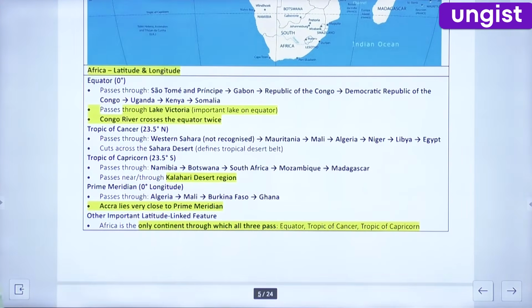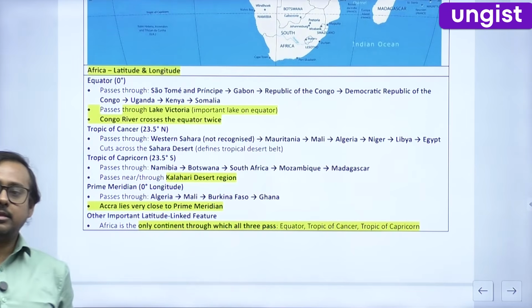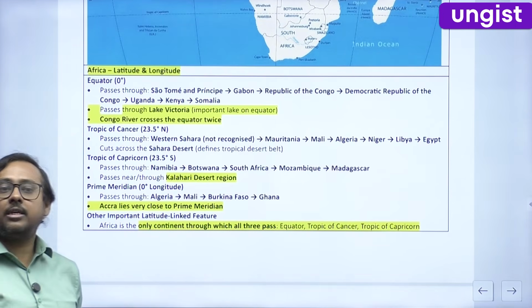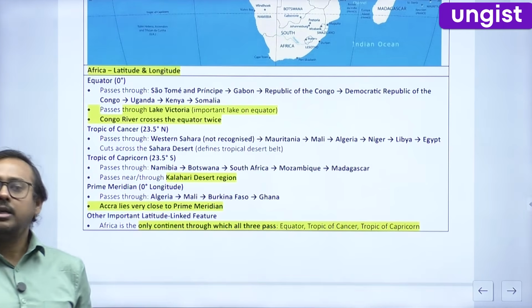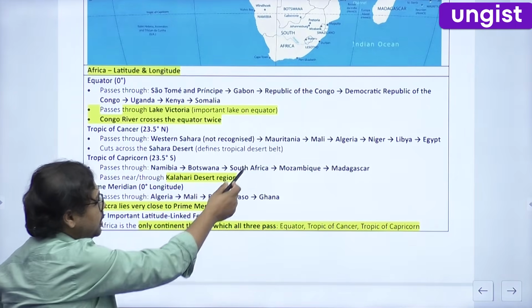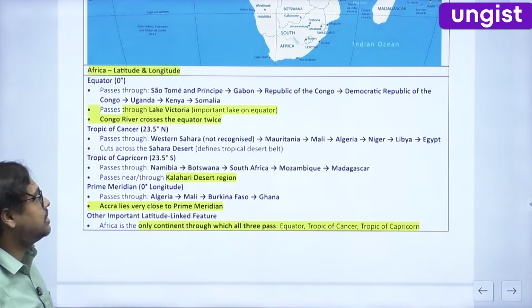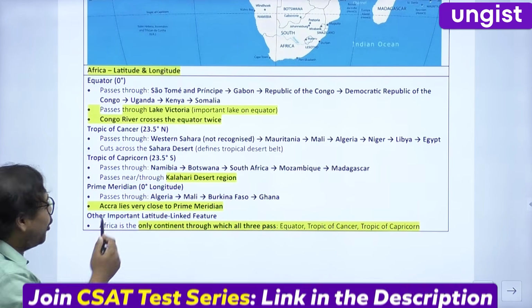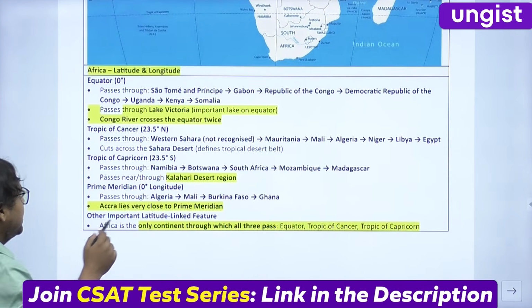Okay, Tropic of Cancer. It passes through Western Sahara. If UPSC gives you the question, they will not mention Western Sahara because it's not recognized as a United Nations country, so I have written here not recognized. They will start with Mauritania, Mali, Algeria, Niger, Libya, Egypt. So basically it cuts across your Sahara Desert. This is your Tropic of Cancer. Here you have to memorize, but I hope some mnemonics can be made. Okay.